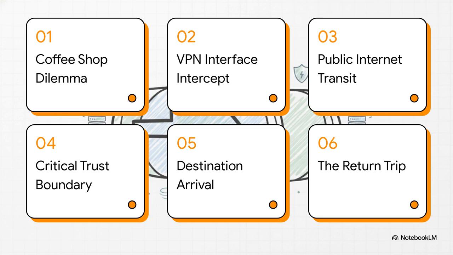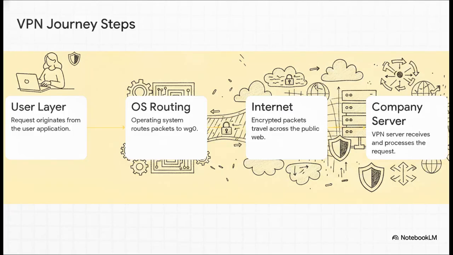All right, here's our roadmap. We're hitting the coffee shop dilemma, the VPN interface intercept, traversing the public internet, the critical trust boundary, arrival at the destination, and of course, the return trip. We're basically escorting a packet from a super vulnerable public Wi-Fi network straight into a locked-down corporate castle. To make this super easy to visualize, we're tracking this request across 4 primary environments. We kick things off right on Priya's local laptop at the user and app layer, dive down into our operating system, shoot out into the public internet transit, and finally land in the company's server processing environment.